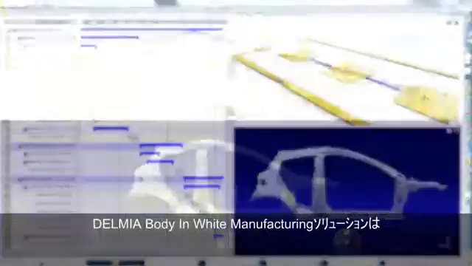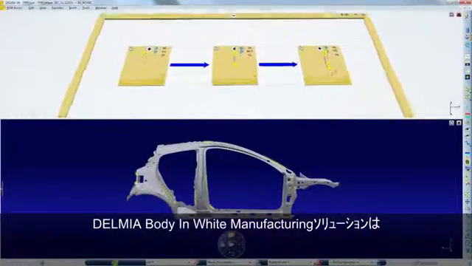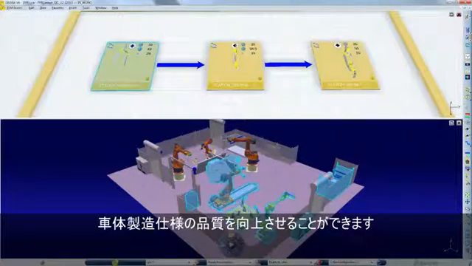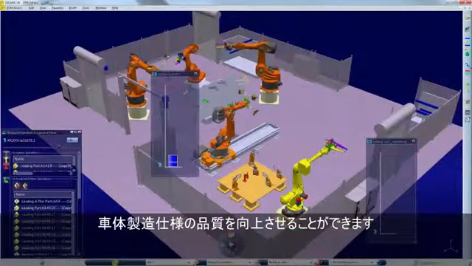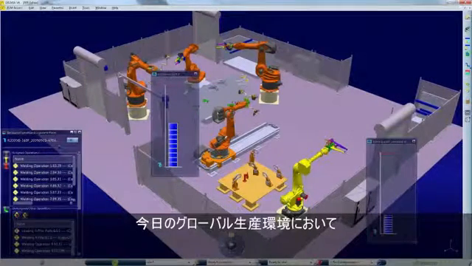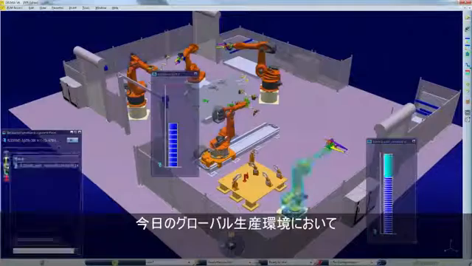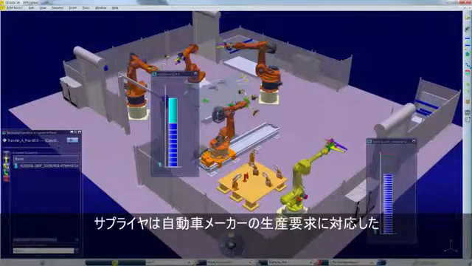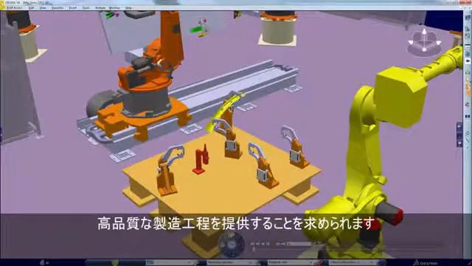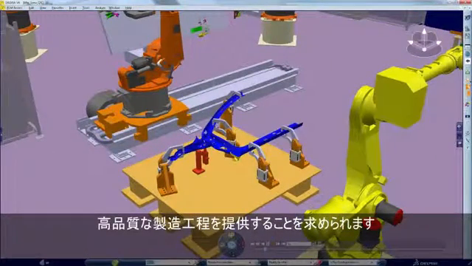DELMIA's body and white manufacturing solution for the transportation and mobility industry enables OEMs and suppliers to work together to ensure the quality of body and white manufacturing specifications. In today's global manufacturing environment, transportation and mobility suppliers are mandated to deliver body and white stations that meet the OEM production and part quality requirements.